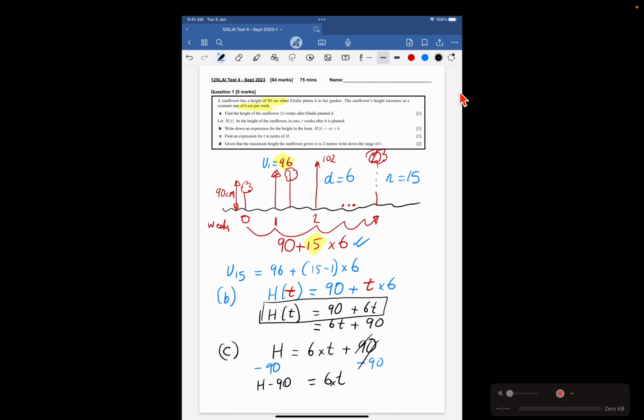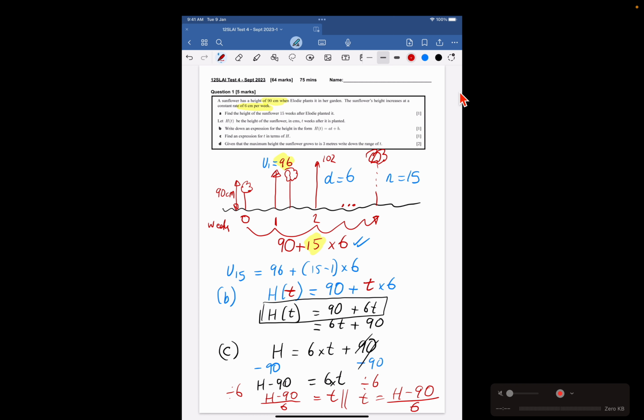And then look, what do we do next? We divide both sides by 6. Divide both sides by 6. And what we'll have, of course, is h minus 90, divided by 6, equals t. And you can write it the other way around. t is equal to h minus 90, divided by 6. Now that actually could help us with the last part.